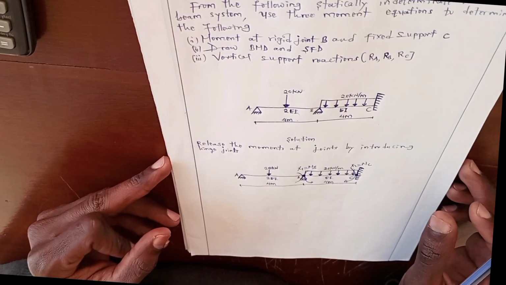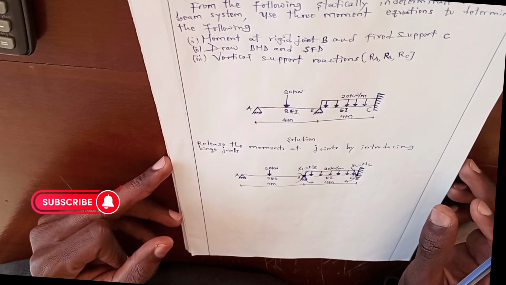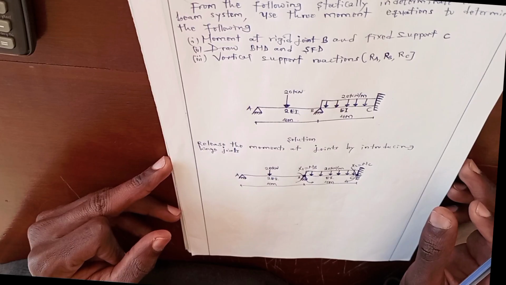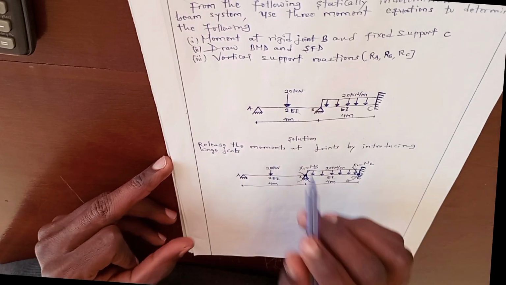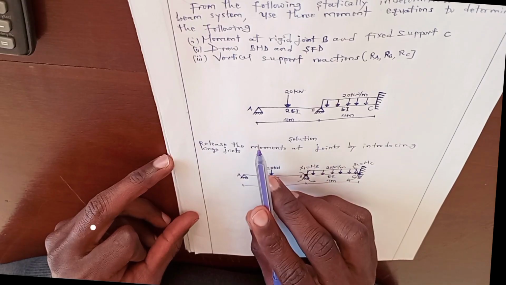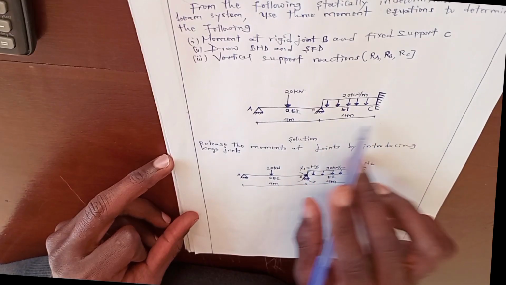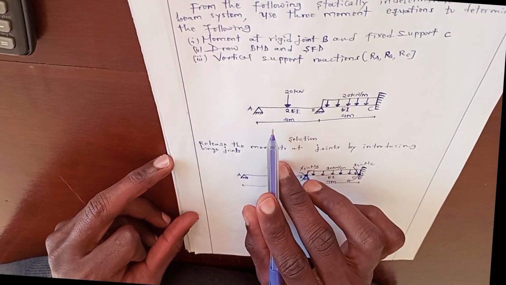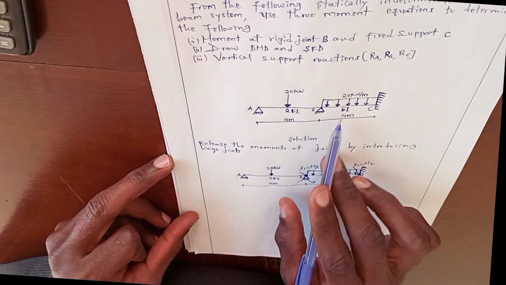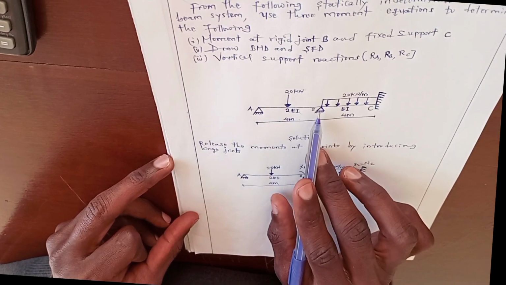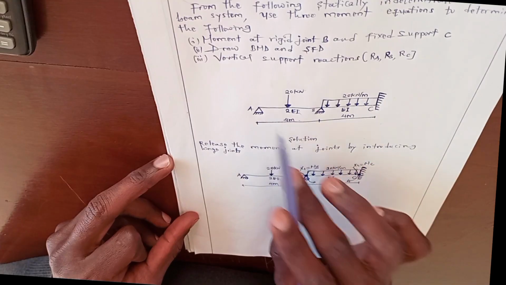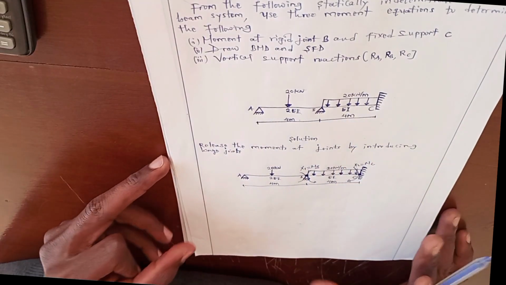Please like and subscribe. In this video, we are required to use the three-moment equation to determine the moment at joints B and C, and to draw the bending moment diagram and shear force diagram of this beam system. And finally, to find the support reactions at points A, B, and C, which are RA, RB, and RC.